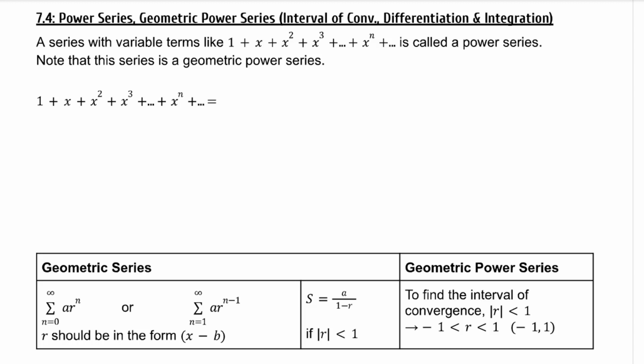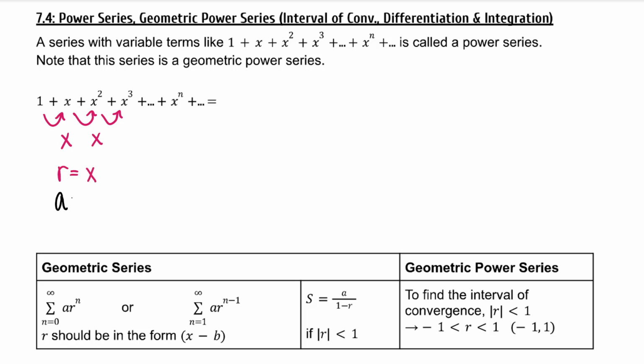So let's begin by taking a look at this power series. A series with variable terms like 1 plus x plus x squared plus x cubed plus ... plus x to the n plus ... is called a power series. Note that this series is a geometric power series. If it's geometric, let's find its common ratio. It looks like that would be x.